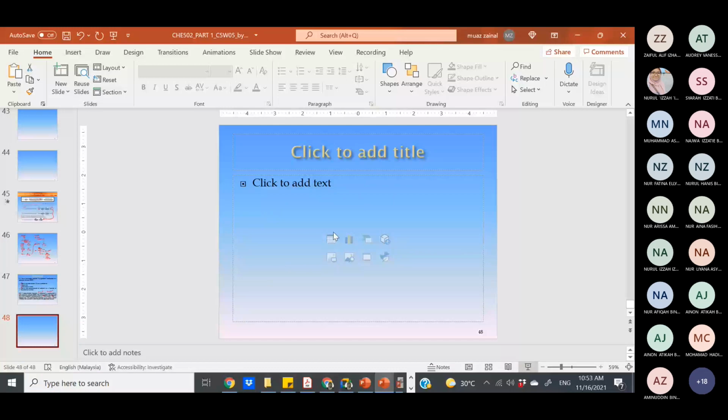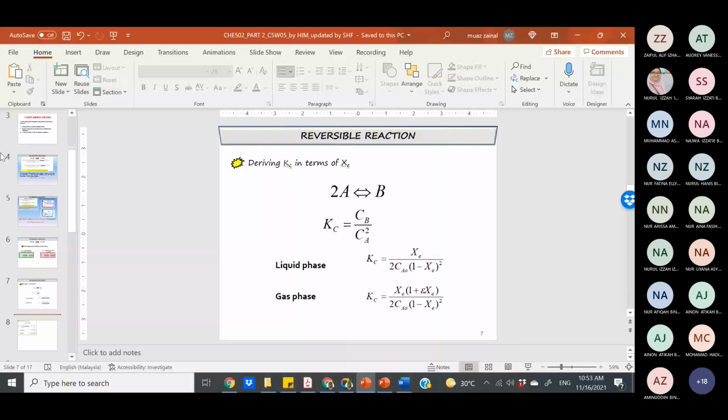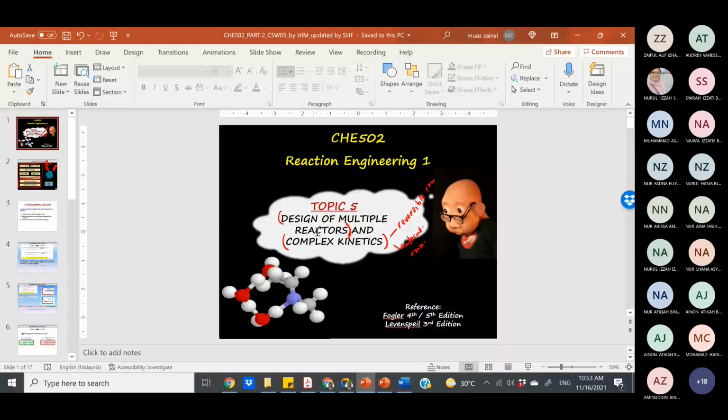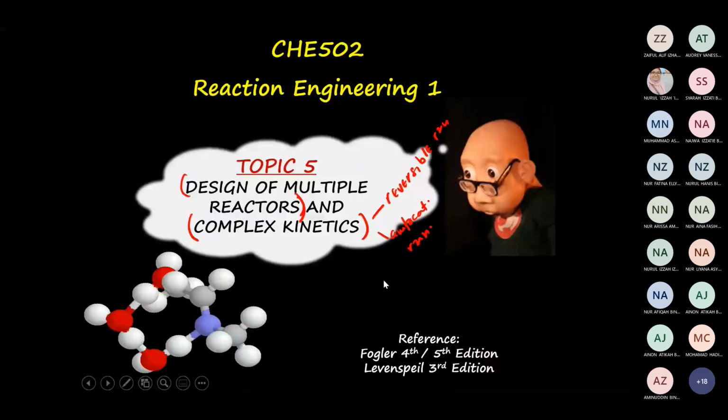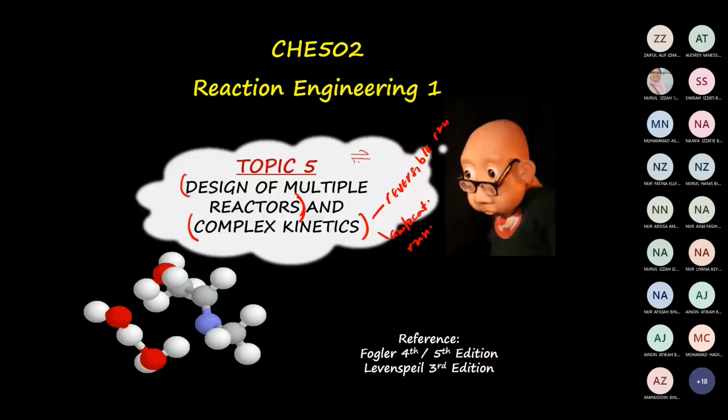So, okay, now in part 1 you learned about the multiple reactors. Now you learn about complex kinetics. So complex kinetics means that we will learn about reversible reactions, where there is a forward and there is a reverse reaction. Okay, and you will also learn about autocatalytic reactions.